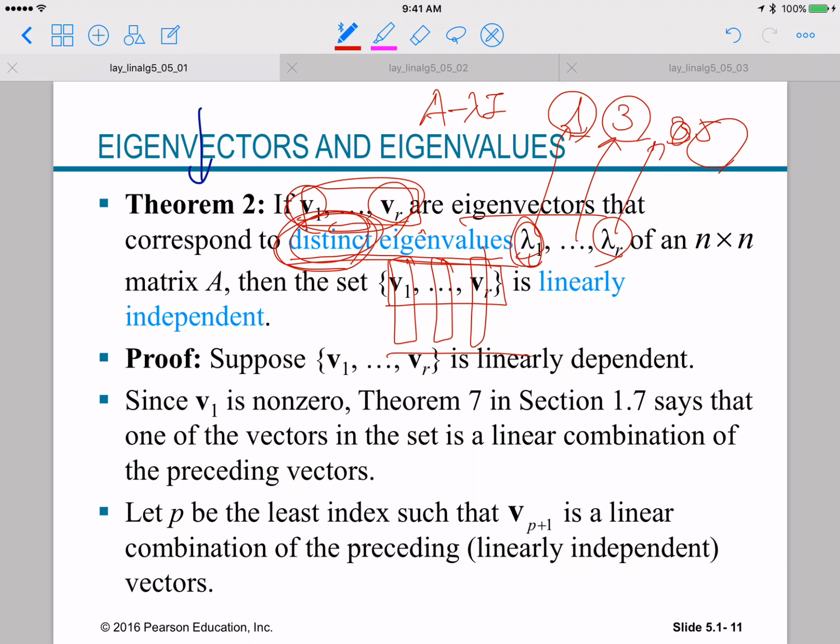Okay, so we start with a proof by contradiction. Let's assume that they are linearly dependent. All these vectors are non-zero vectors because they should be non-trivial solutions from some homogeneous linear system, right? So they are non-zero vectors, of course.